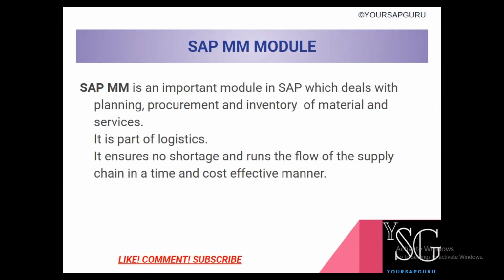Then we have to focus on our module, that is SAP MM. It is one of the important modules which deals with the planning, procurement and inventory of material, and not just material but also services. It is part of logistics and it ensures that there is no shortage of material and runs the flow of the supply chain in a timely and most cost effective manner. So that's how SAP MM controls the planning, procurement and all the inventory related activities of materials.